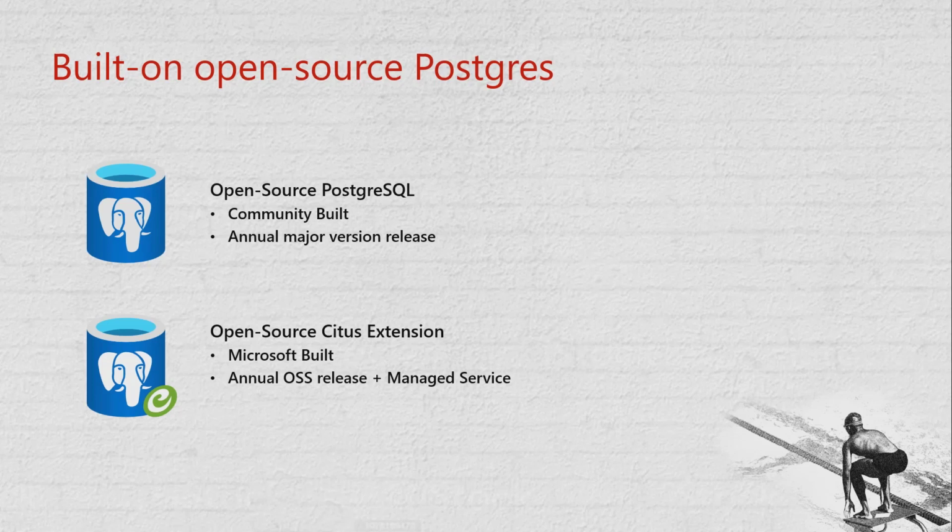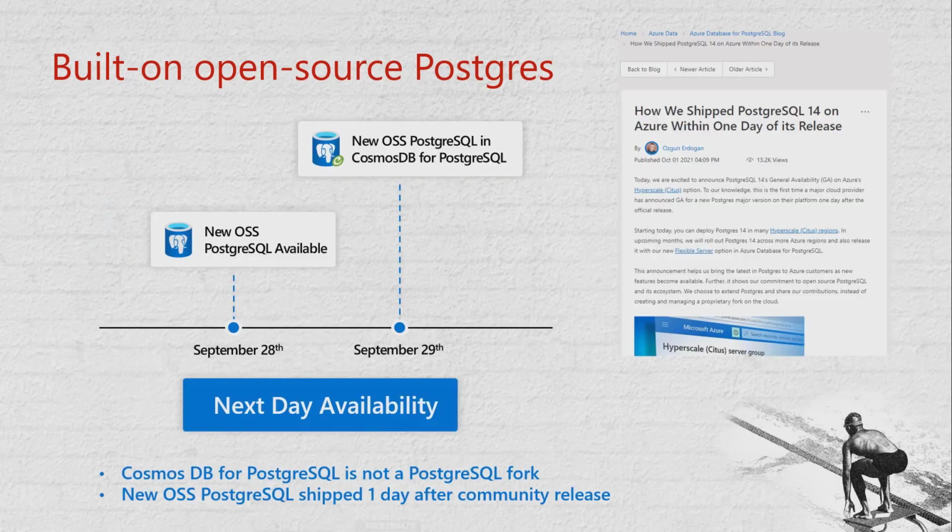Now, why is it important that we use the open source Postgres version? Because we use open source Postgres, we're able to ship the latest innovations from the Postgres community within 1 day of that major release dropping. This is something that we did in calendar year 2021 with Postgres 14. Although we're not there yet, it's our intent to do the same thing when Postgres 15 lands, presumably in late September or early October this year.